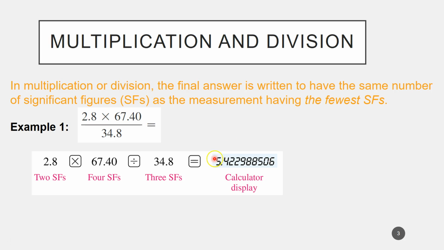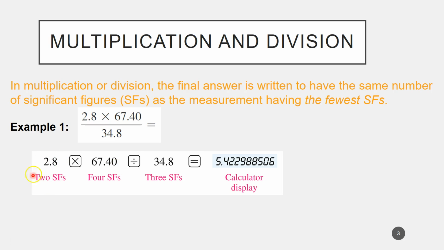Now, what do I report on my paper? Do I report all of these numbers? Where do I have to cut these numbers? This is when I have to follow this rule. This rule is telling me that the answer should have the same amount of significant figures as the one that has the fewest significant figures.